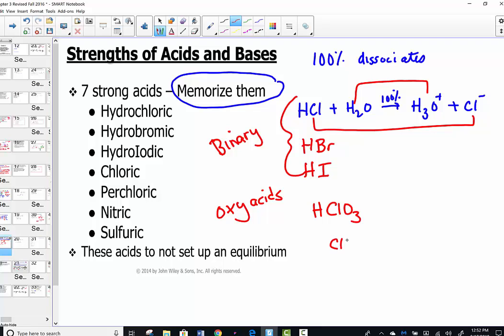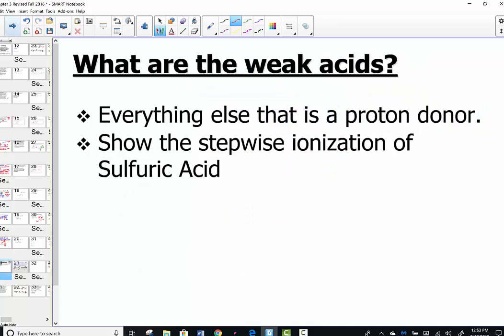Perchloric acid comes from the polyatomic ion perchlorate, perchloric acid, HClO4. Nitric acid comes from the polyatomic ion nitrate, and sulfuric acid is the diprotic acid, H2SO4, has the two hydrogens. Memorize these 7 strong acids, and you'll now know all the weak ones as well. I made you do this in Chemistry 107 if you had me back then for Gen Chem 2.